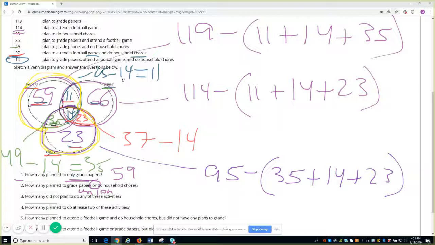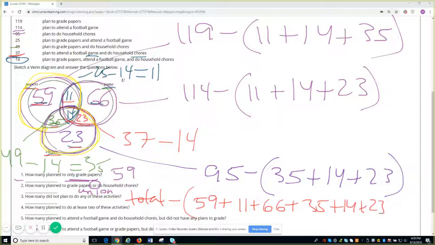Right, the third question, how many are not planning to do any of the activities? So that's the question that I need to know the total for. So I can't exit out of this right now because I will lose my rating, but basically whatever the total number of people that were surveyed, if from that number we subtract all the numbers that we have currently inside the circles, so you have to find the total of 59, 11, 66, 35, 14, 23, and 23. So if I add everything inside the circles and subtract that from the total, that will tell me how many people are not doing any of those three things.